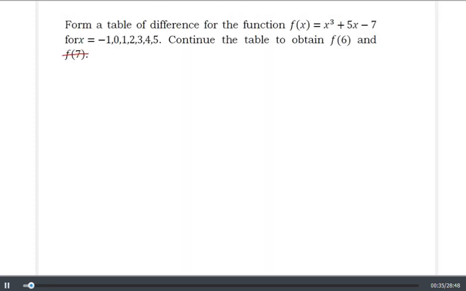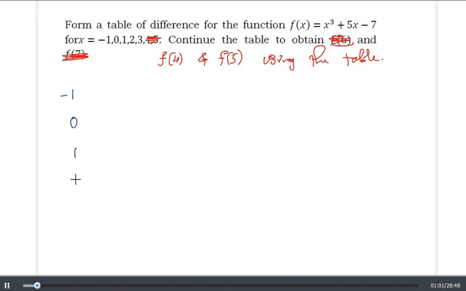So instead of going for f of 6 and 7, because the table becomes lengthy now, let me restrict to these values minus 1, 0, 1, 2, 3, and let us try to obtain f of 4 and f of 5 using the table. Alright, so now what is the table if you construct here? That is minus 1, 0, 1, 2, 3.